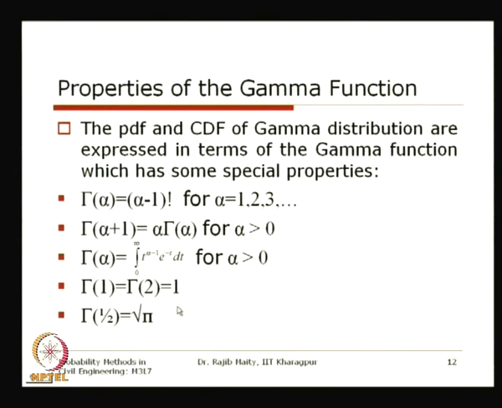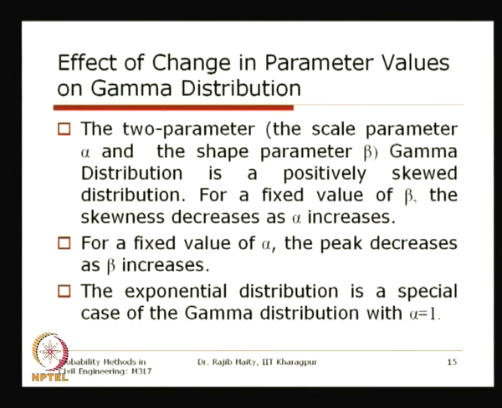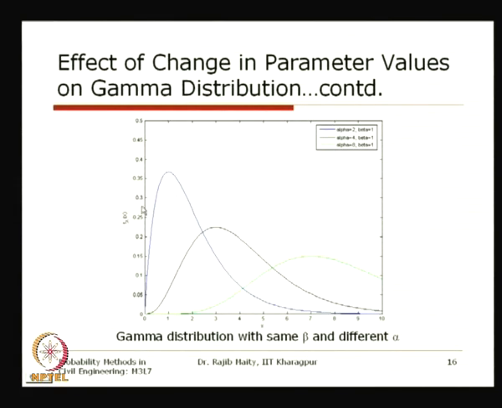Now, we will see pictorially the effect of alpha and beta. What we have discussed is that for a fixed value of beta, the skewness decreases as alpha increases, and for a fixed value of alpha, the peak decreases as beta increases. So, this is the first example.